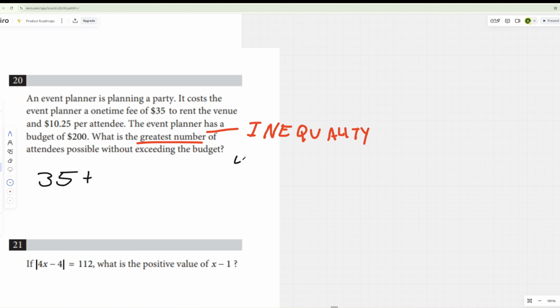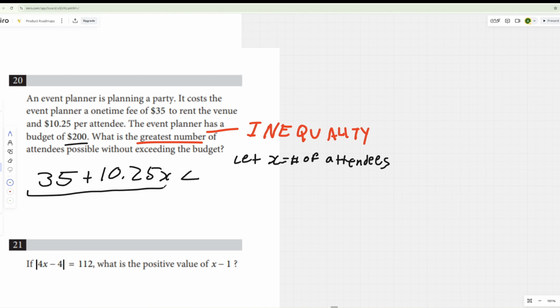Let x equal the number of attendees. So plus 10.25 per attendee. The event planner has a budget of $200. So the total cost must be less than or equal to 200. Do you guys agree? Because her budget is 200. We don't want to go above 200. So now we can just solve 10.25x less than or equal to 200 minus 35.